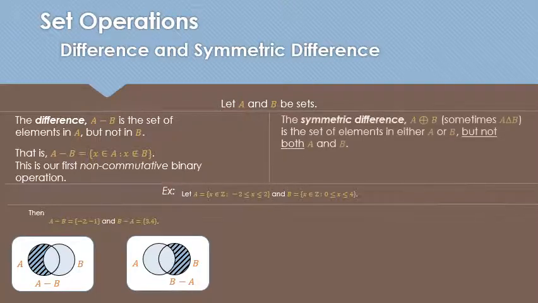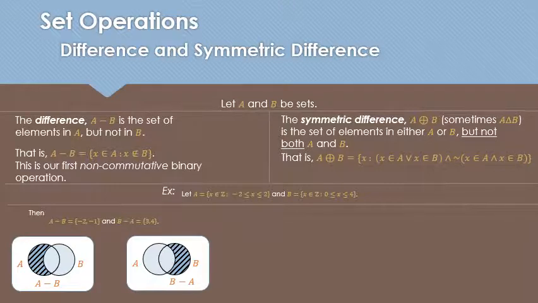Along with this is something called the symmetric difference of two sets, and here we use the ⊕ symbol, which you should recognize that we used for XOR, the exclusive OR operation of statements. So sometimes with sets we use the triangle. In this class we'll use the ⊕ rather than the triangle, but you might see the triangle somewhere else for symmetric difference. So this is defined to be the set of elements that are in either A or B, but not both A and B.